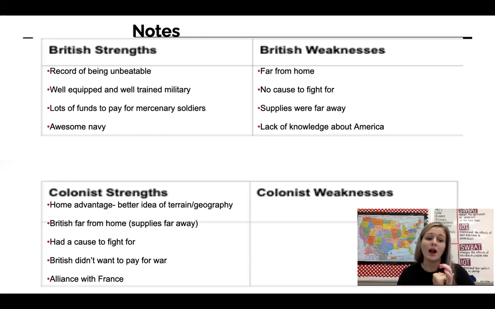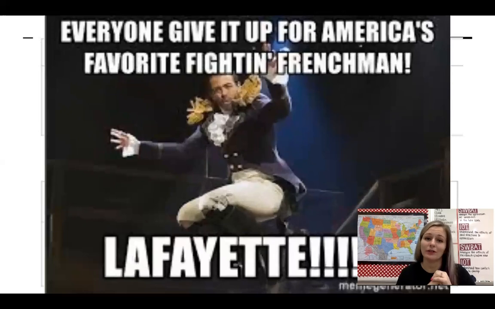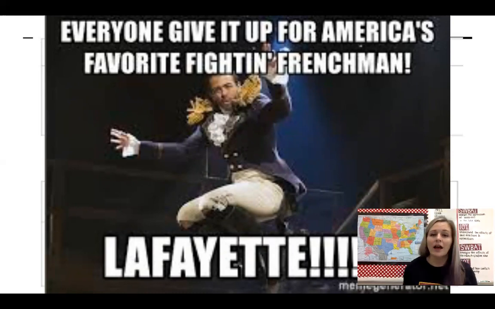And number five in our back pocket is that we successfully create an alliance with France. And this alliance ends up being huge and becomes basically the reason why we are able to win the war, because the French come and they aid us. So I got just another little Hamilton reference for you here, because I just could not help myself. It says, everyone give it up for America's favorite fighting Frenchman, Lafayette. Lafayette is a French leader of the military who comes over and helps the United States to be able to win this war and backs us up.